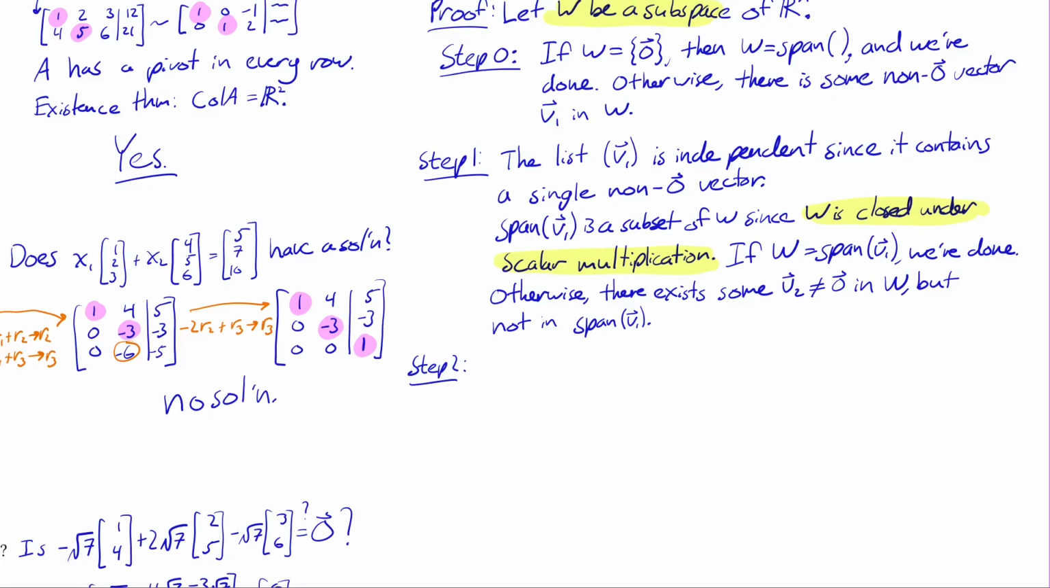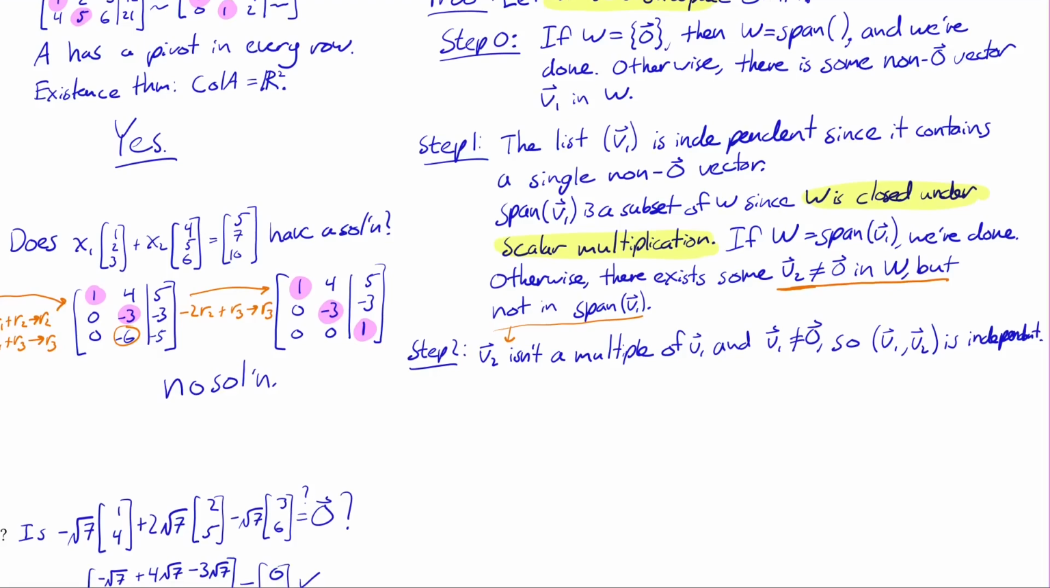Next, we're going to go on to step 2. Now, we know that because V2 is not in the span of V1, V2 is not a multiple of V1. And we know V1 is not equal to 0, and that means theorem 1.6, which says that if a list is linearly dependent, then one of the vectors can be written as a linear combination of the preceding vectors, as long as V1 is not 0. So that means this list is linearly independent.